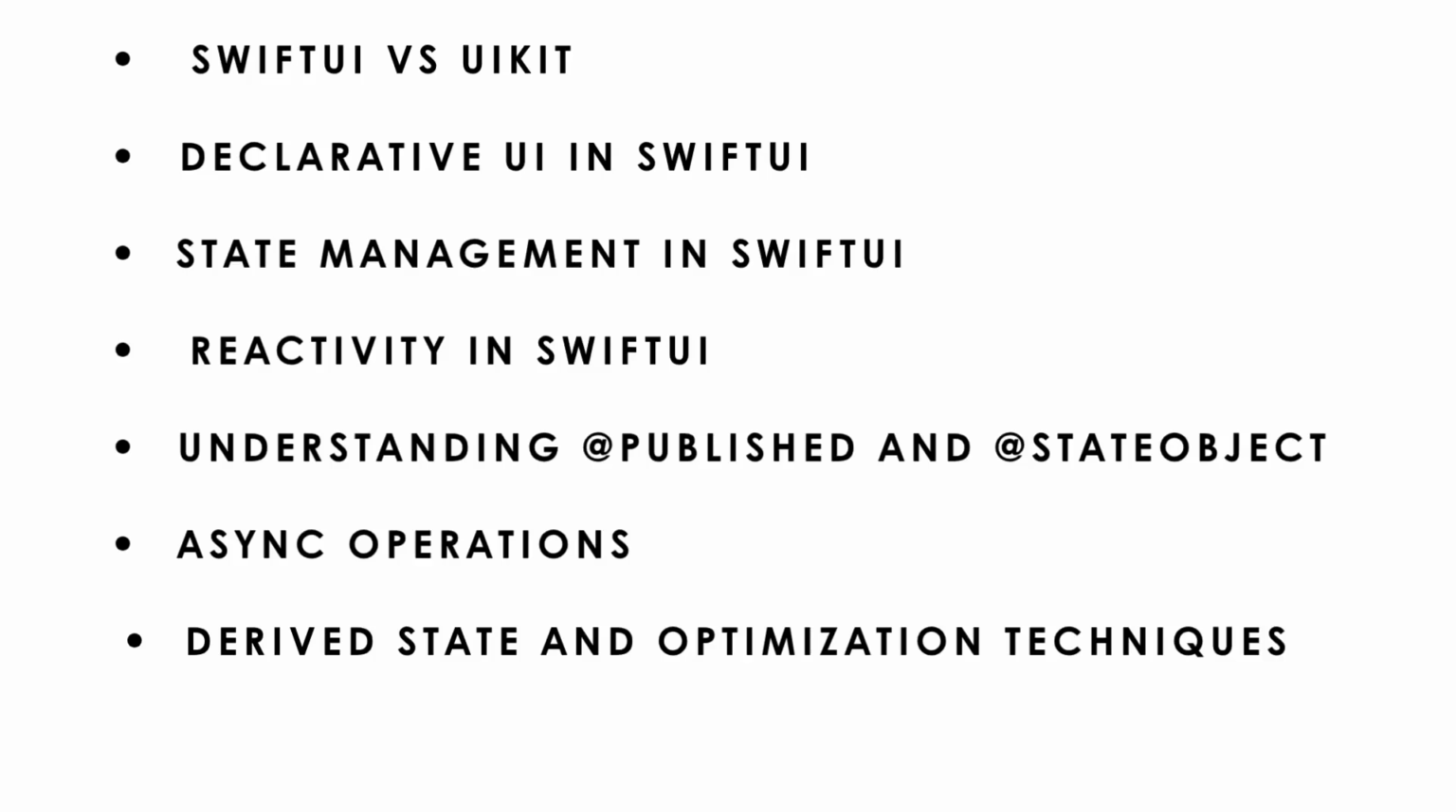Next important question will be, what is meant by published and state object? What is the difference between these? So state object is used for an object's initial declaration, while observed object is for passing existing instances. When do we use published in SwiftUI? So published marks properties for observation in an observable object, triggering view updates on changes.